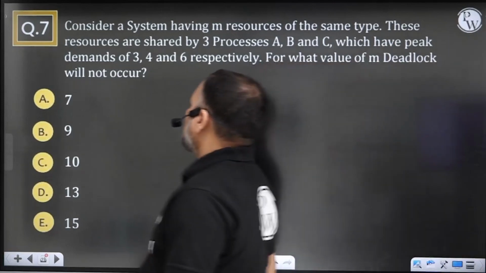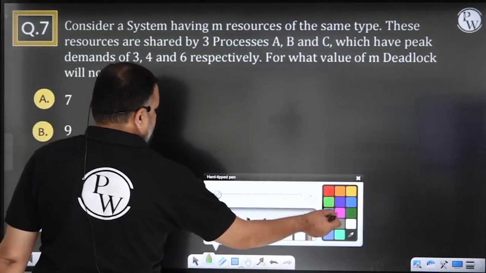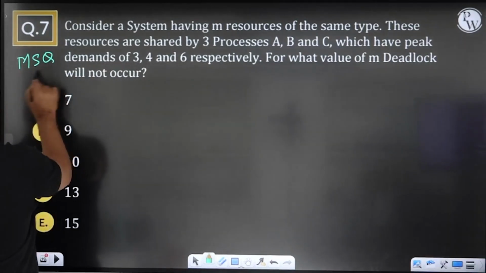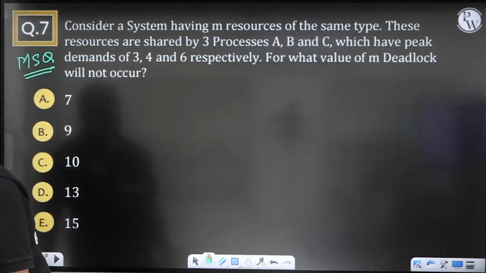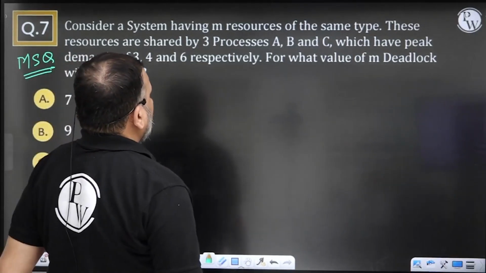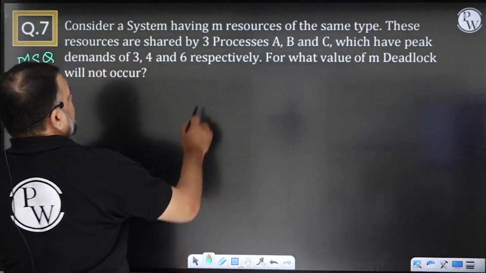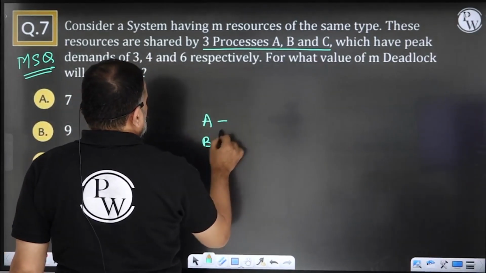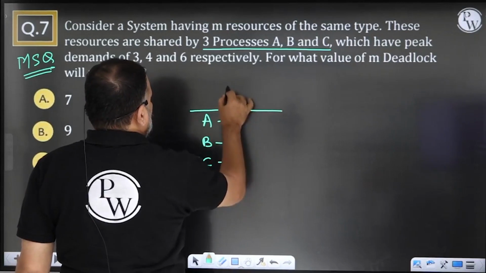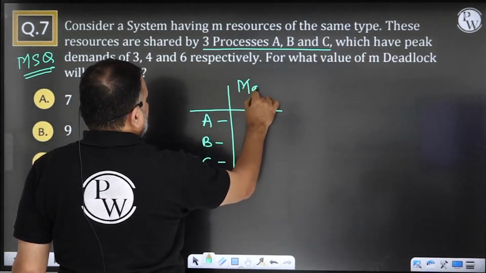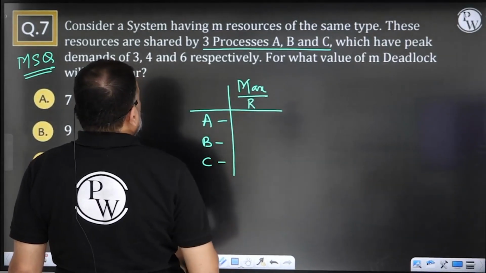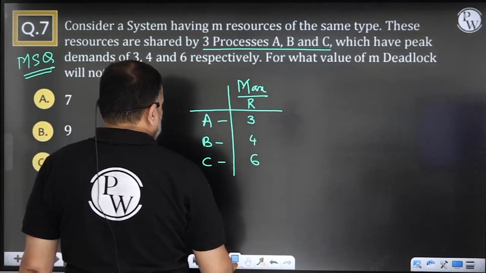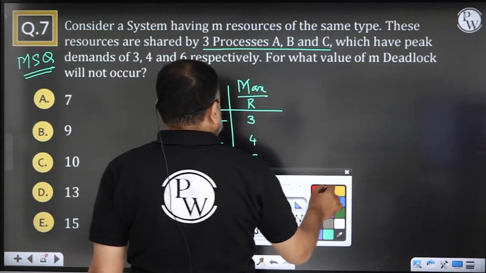I will tell you, this question is MSQ. So boys and girls, here we say consider a system having m resources of the same type. These resources are shared by 3 processes A, B, C. The maximum demand of each process for the resource R is given as 3, 4 and 6.